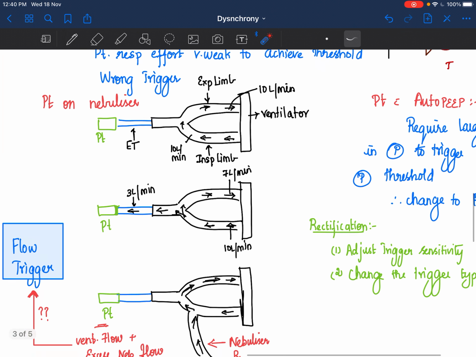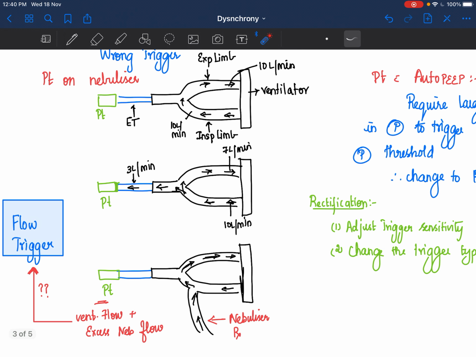I will explain the wrong trigger with a few examples. Here is the patient, the ET tube, the inspiratory limb and the expiratory limb. You have the flow of gas at 10 liters per minute going in through the inspiratory limb, and the same thing comes back through the expiratory limb to the ventilator. If the patient takes a breath, imagine 3 liters per minute goes inside the patient. The expiratory limb will receive only 7 liters per minute, because out of the 10, 3 is going inside the patient. This flow dip is detected as the trigger, and the patient will receive a breath if you have set a flow trigger. Am I right?